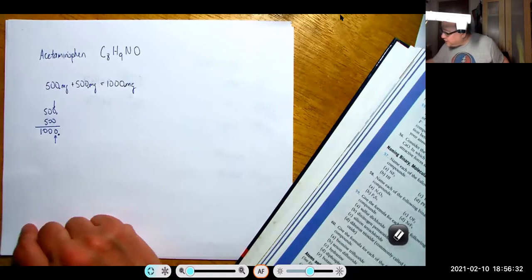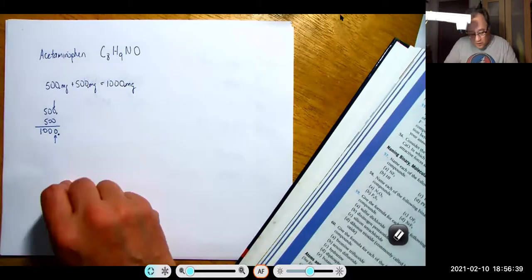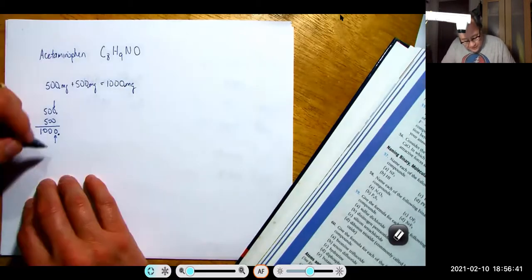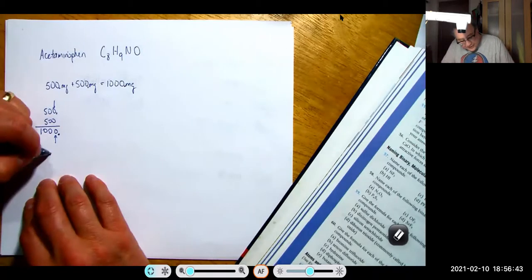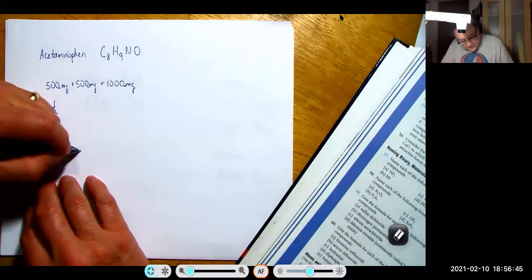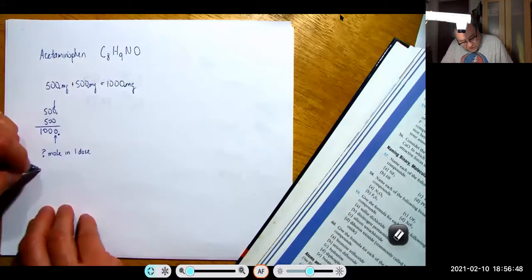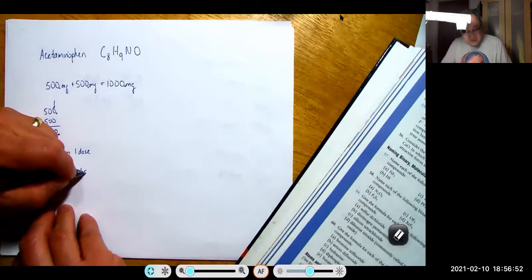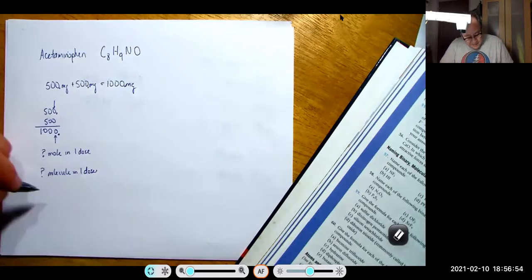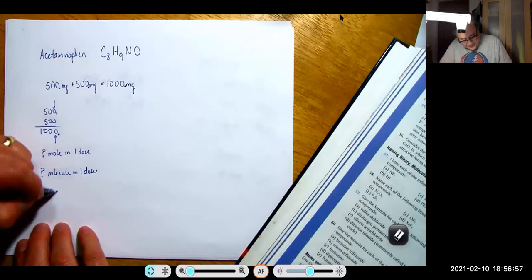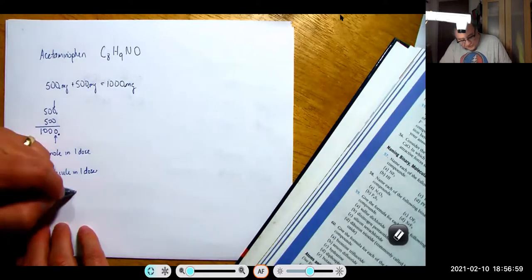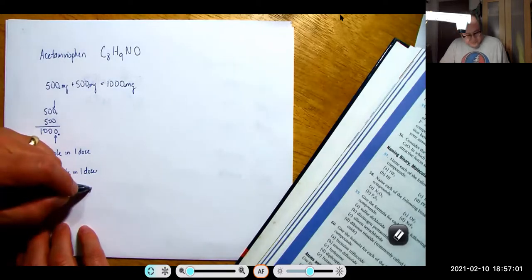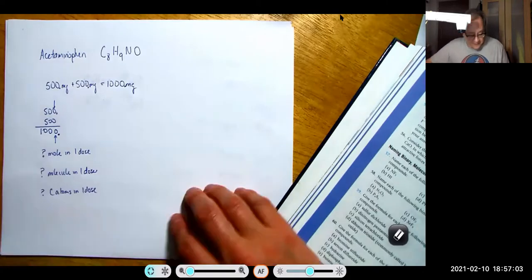Okay, they ask us how many molecules in one dose? We're going to do 2 problems. The first question is going to be how many moles in one dose. And the follow-up is going to be how many molecules in one dose. And then we're going to have another follow-up: how many carbon atoms in one dose? Okay, so are you guys ready for this?